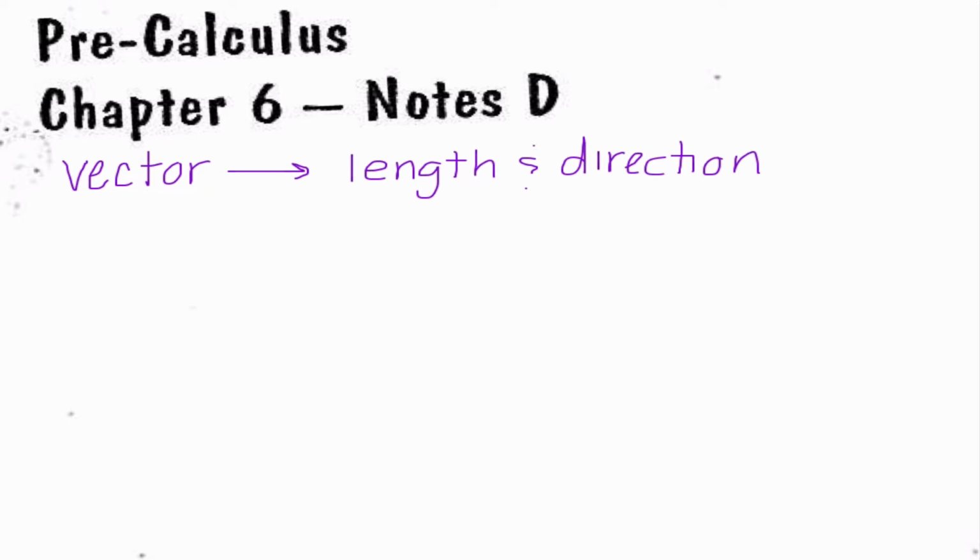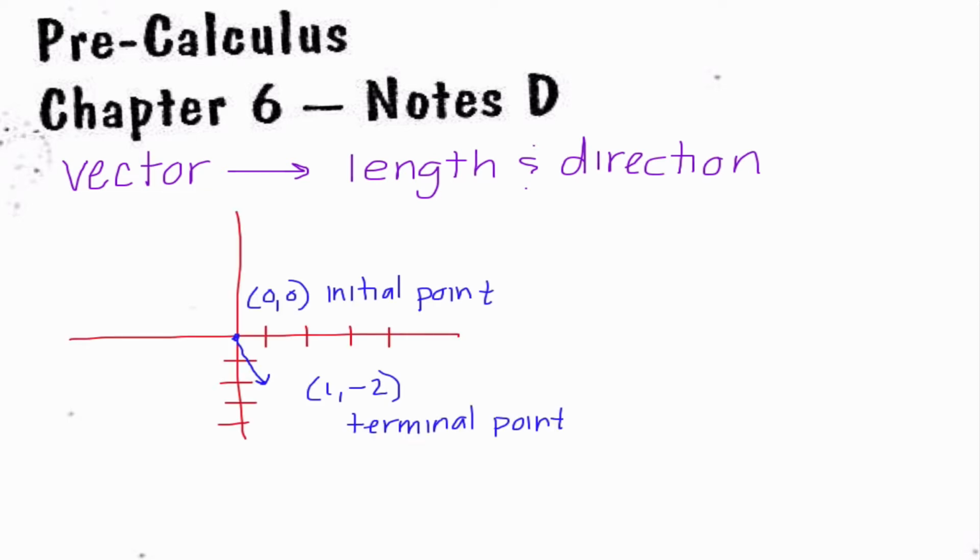For example, here's a vector that has an initial point of 0, 0. So it's starting at the origin. It has a terminal point at 1, negative 2. Pretty simple, but initial, we know that's where it starts. Terminal, that's where it ends.